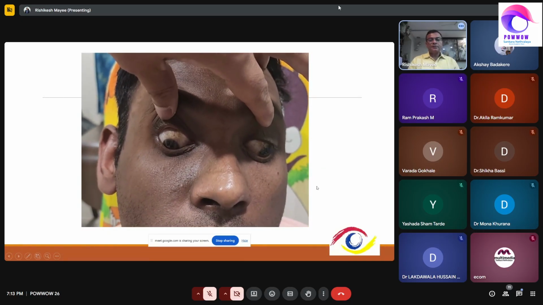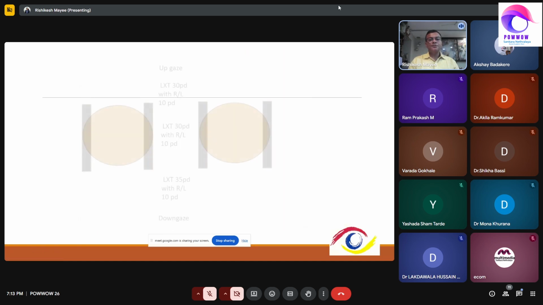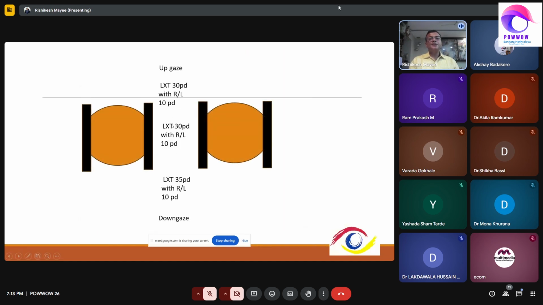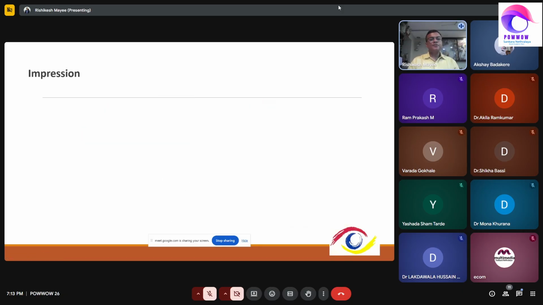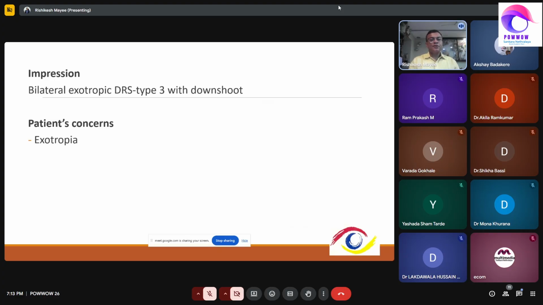We also tried to do an orthoptic evaluation, which was possible only in primary gaze, and you can see he has an exotropia of around 30 prism diopters in the left eye with right hyper, which increased on down gaze, but in up gaze it remained the same. So based upon the clinical features, he was diagnosed as a case of bilateral exotropic Duane syndrome type 3 with downshoot, bilateral but more in the left eye. Now the patient's primary concern was exotropia, he had come with that primary complaint, and also the downshoot, which he mentioned as a weird eye movement.